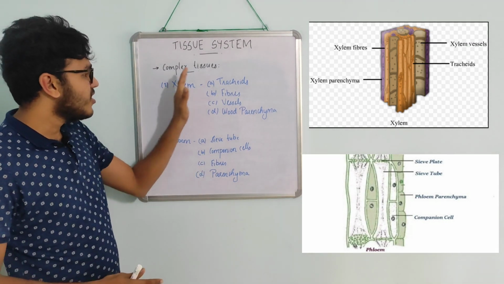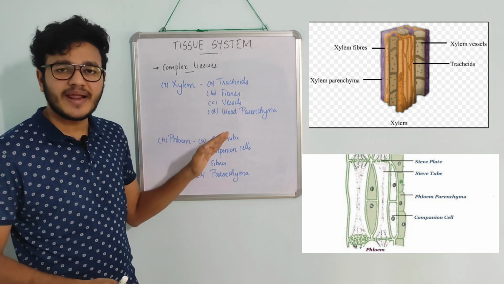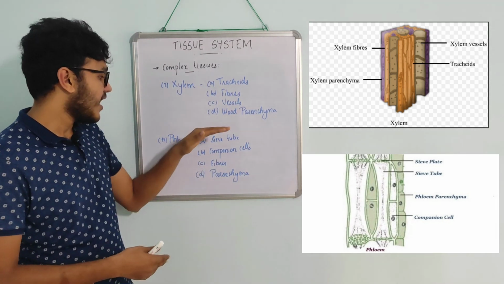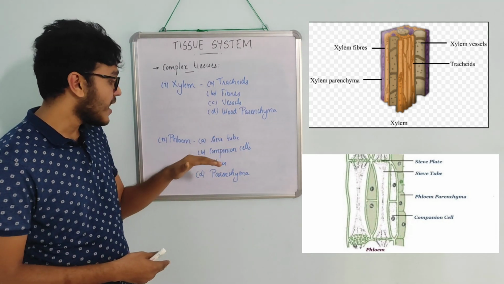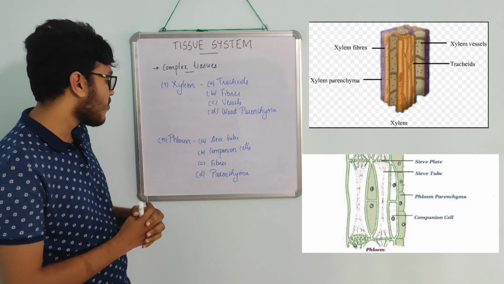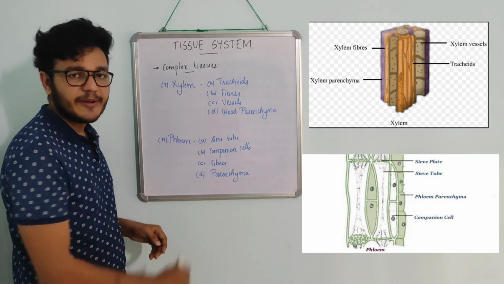So in xylem, we have to learn about four of its components, that is tracheids, fibers, vessels, and wood parenchyma, all together, which helps in conduction of water. And in the case of phloem, we have to learn about sieve tubes, companion cells, fibers, and parenchyma, all together, which helps in the common function, that is conduction of food materials. So first, let's discuss xylem.